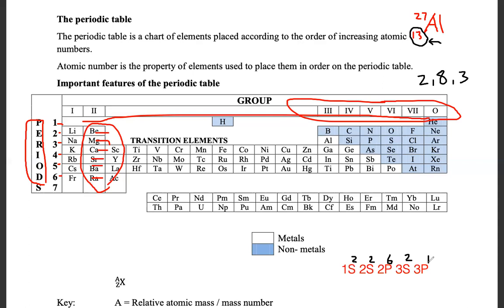Now from here, what can we say? This aluminium which is here, I want you to pay attention. What can we say? Number one, aluminium has how many electrons in the outermost shell? In the outermost shell, the electrons are actually 3. That is why it is in group 3.